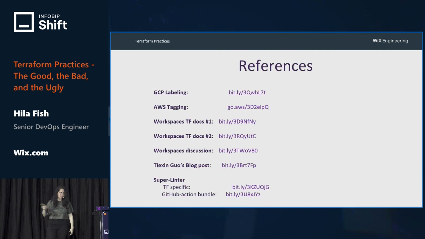So these are the references that I mentioned throughout the talk, some guidelines about tagging, the workspaces documentation, the Tyson Gur article is very good, I recommend it. And Super-Linter for the policy enforcement. It's a great bundle in Git that you can just use and incorporate in your implementation.